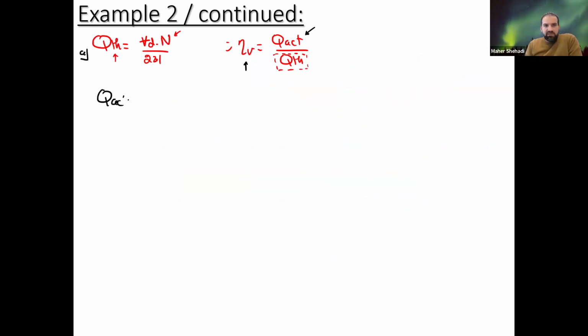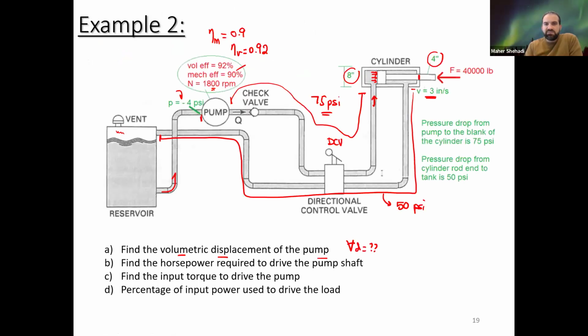What's Q actual? We said it's either given, or it's the actual or the measured. Do we have anything that's been measured? Yes, we measured the speed of this cylinder. The cylinder is moving from left to right, and we're pushing this 40,000. We're going to need it at some other points probably next time. But we're pushing the cylinder from left to right.